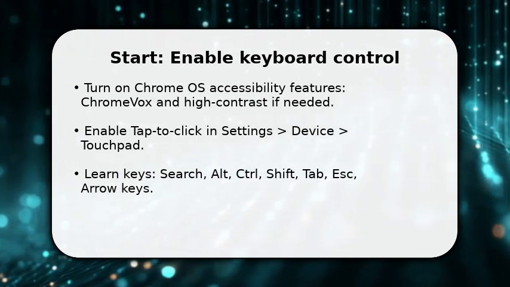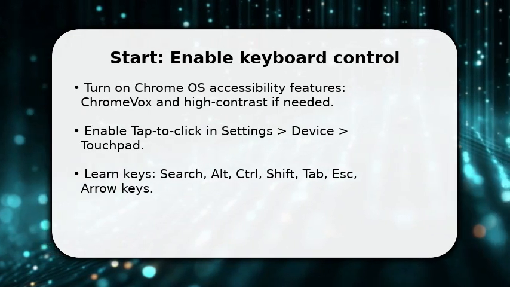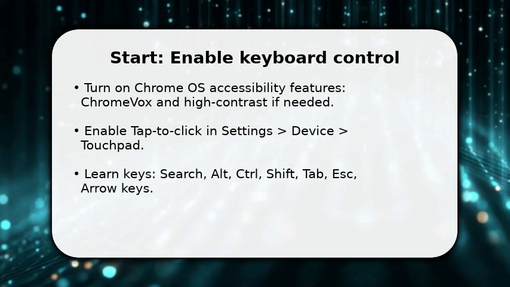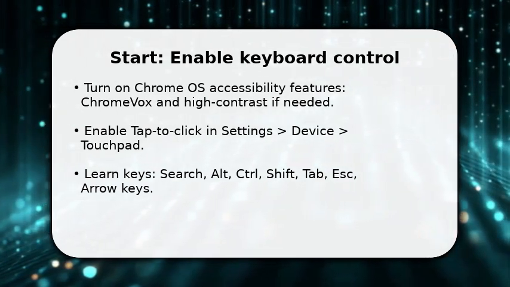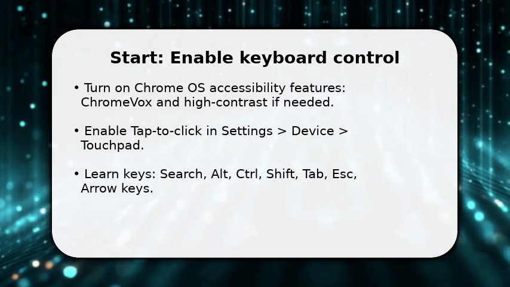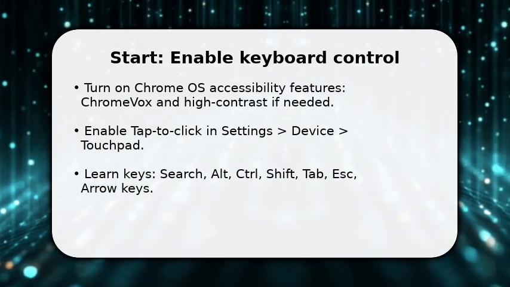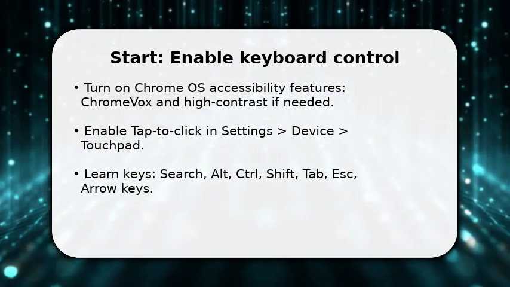Memorize essential keys. Tab moves focus, Shift plus Tab reverses it, Enter activates, and arrow keys scroll or select. Once done, practice toggling accessibility on and off so you can compare behavior. This makes later navigation predictable and faster when you drop the mouse.